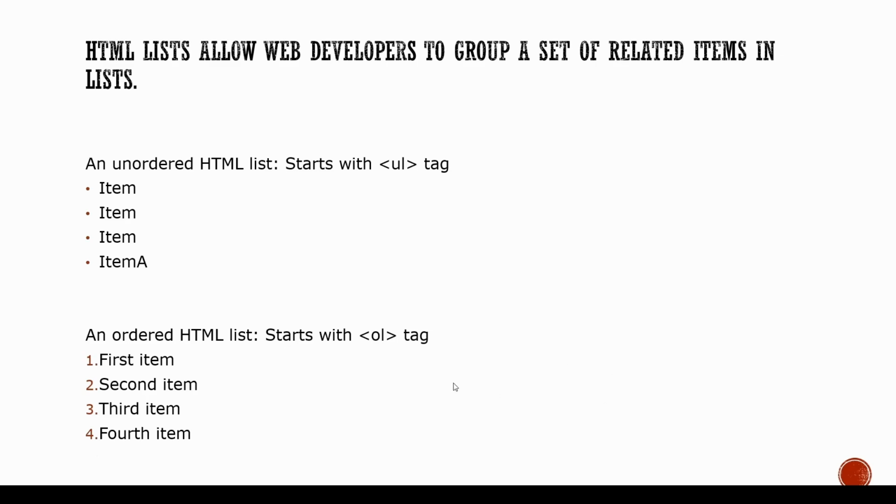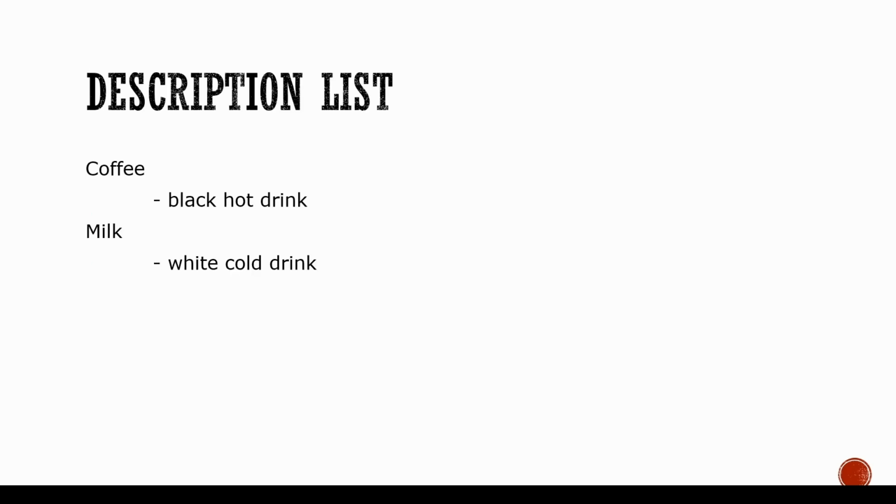We have another type of list and it is called HTML description list. And description list will look like this. A description list is a list of terms with a description of each term. The DL tag defines the description list. The DT tag defines the term, such as name, and the DD tag describes each term. Now we are going to see them in action.